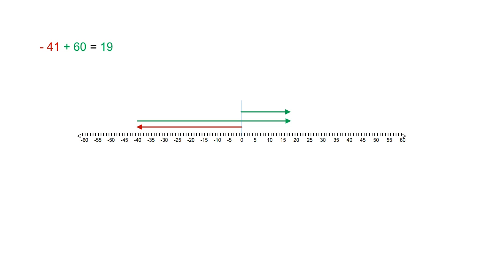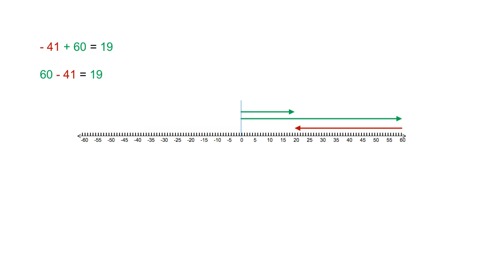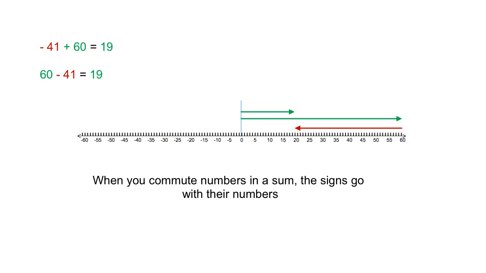This is the same thing as starting at 0 and going 19 places to the right. And note, if we keep the sign with the number, we can still commute these and get the same result. Note that I didn't put a plus in front of the 60 in the second line. I could have, but we don't normally do that. It is vitally important that you remember though, when you commute numbers in a sum, the sign must go with the number.